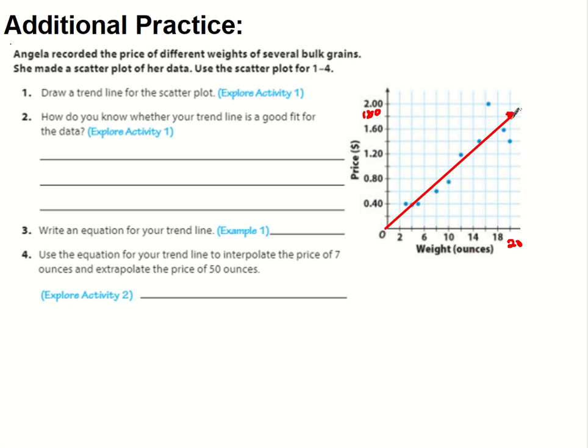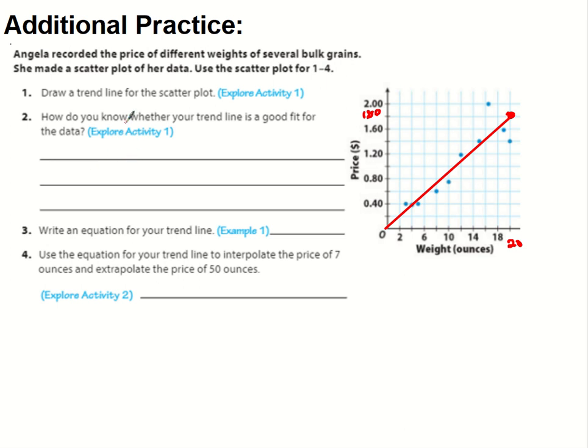Like the data, it's a positive correlation. My trend line has a positive slope. I have almost an equal amount of points above the trend line as I do below the trend line. We look, there's 1, 2, 3, 4 above. There's 1, 2, 3, 4, 5 below. So it's a good representation of the data. So I would write something along the lines of that right here.